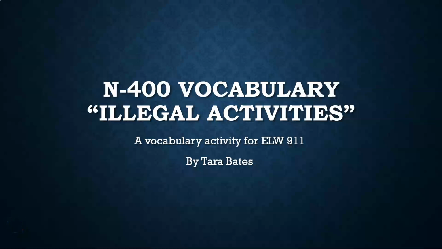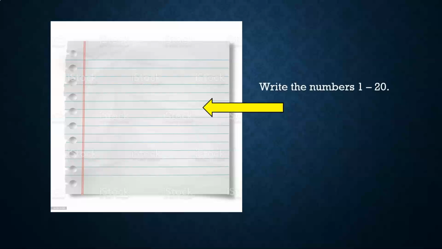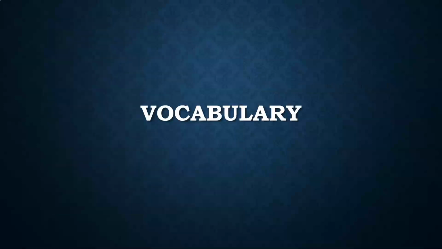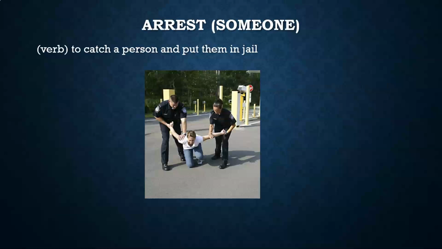Hey guys, this is a lesson on N-400 vocabulary, and the topic for today is illegal activities. As we start here, get out a piece of paper. There are practice activities in this video, so to do the activities it will help if you have paper, and write the numbers 1 through 20 on your paper, just like this. Pause the video if you need, so you can find the paper and write the numbers 1 through 20. Ready to continue? Let's talk about the vocabulary.